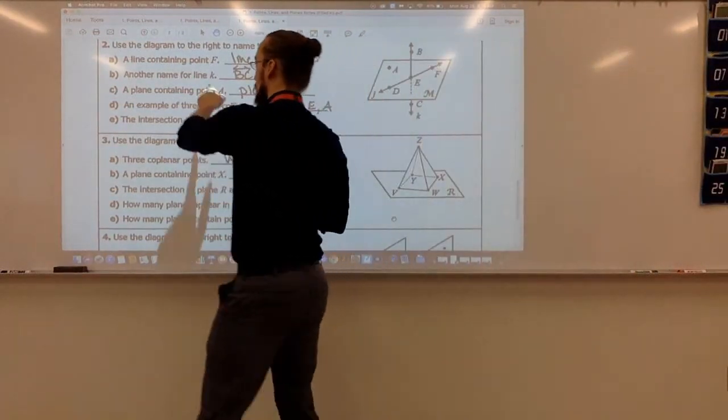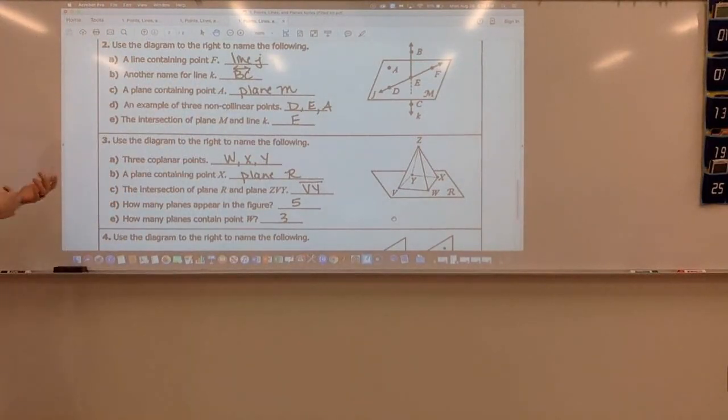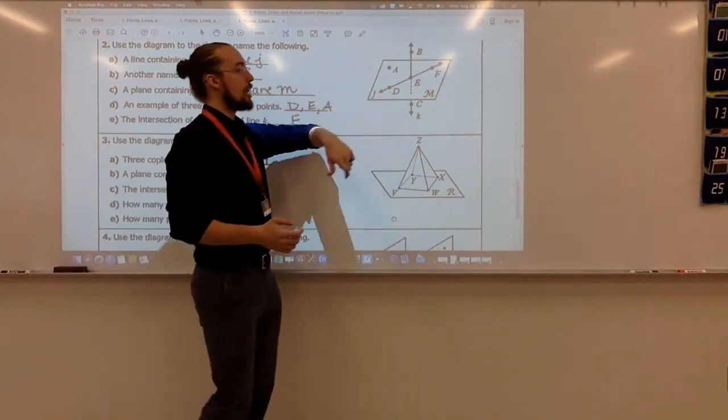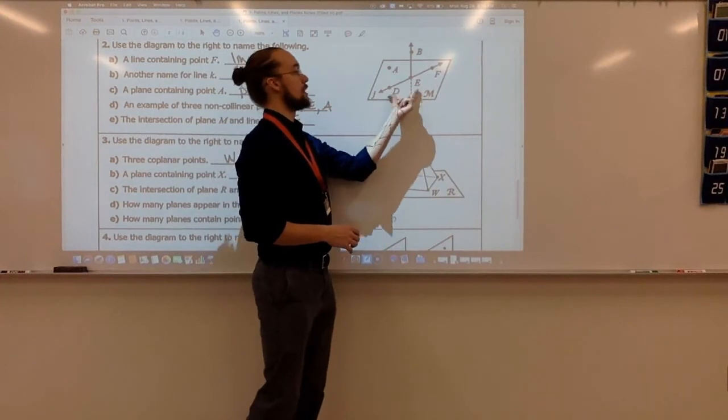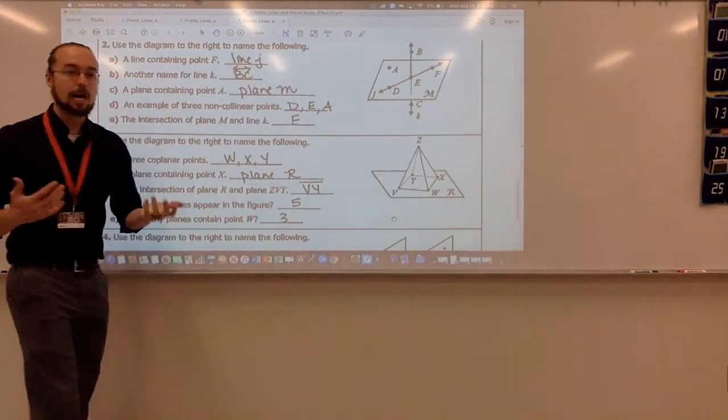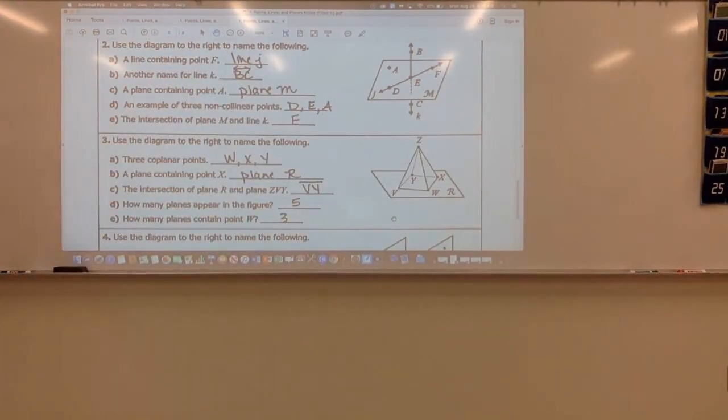Okay, so like for A, a line containing point F. I said line J, but we could have also said DF or DE or EF. Right? Lots of correct answers. So just because this is the one answer that's up here doesn't mean that yours is incorrect. So take a look at these answers up here, and ask any question if you want to know if yours is correct, or if you have a different thought on some of these. What do you think?